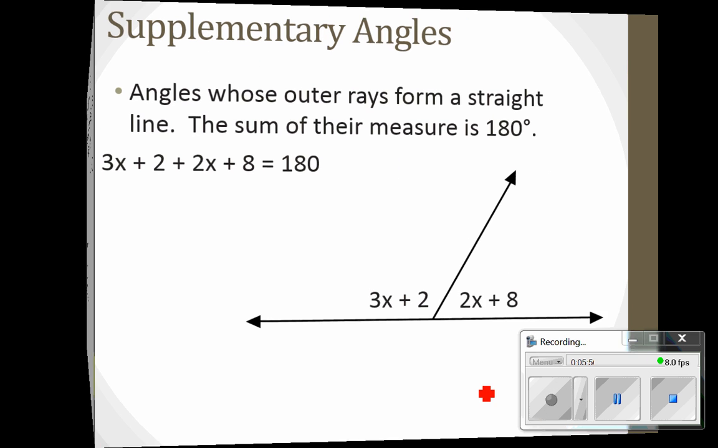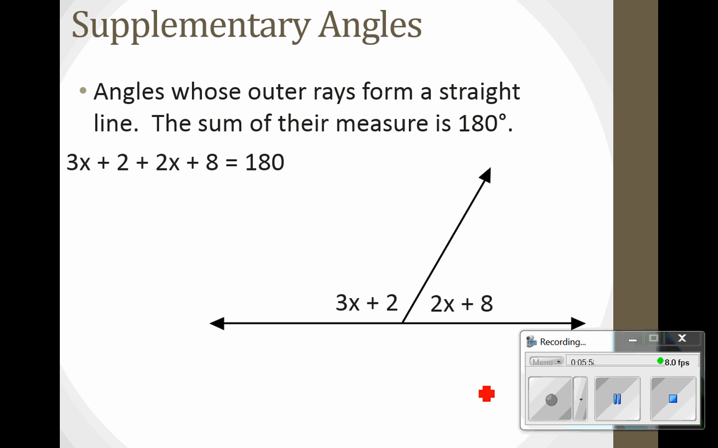The next vocabulary word is supplementary angles. These are angles whose outer rays form a straight line. And you should remember that the sum of their measure is equal to 180. So we're going to be adding, and you see I already have the equation here. Go ahead and copy this in your notes and make sure you understand how we got that equation and why we set it to 180.